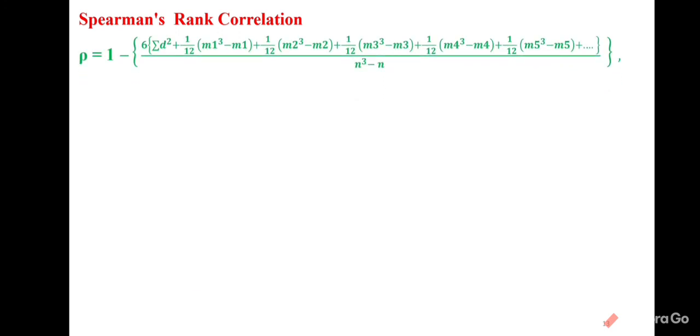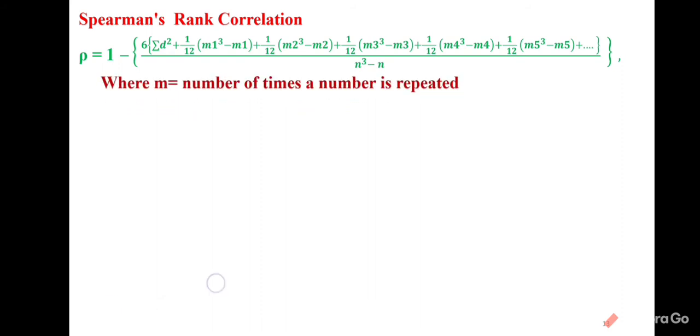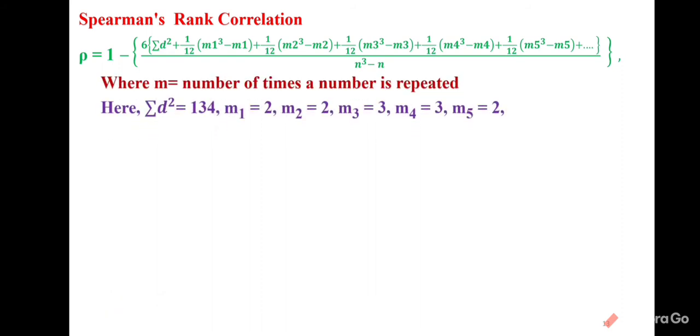Here we expand (m1 cube minus m1), (m2 cube minus m2), and the m3, m4, m5 cube terms, then substitute. We know that m1 is 2, m2 is 2, m3 is 3, m4 is 3, m5 is 2. The first number repeats 2 times, the next number 2 times, the third number 3 times, and the fourth number 3 times. Both x and y values are found in the table, and we will substitute.